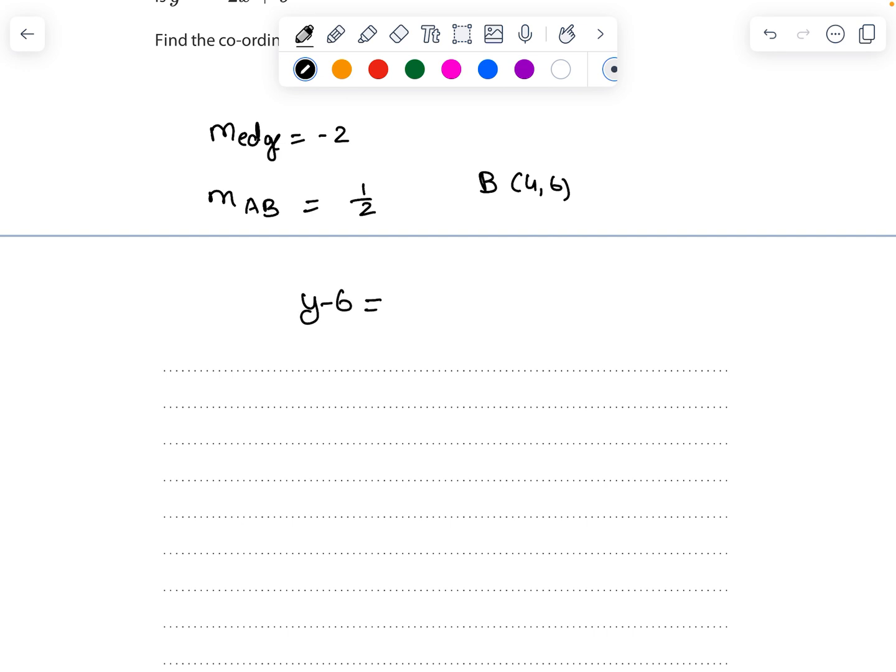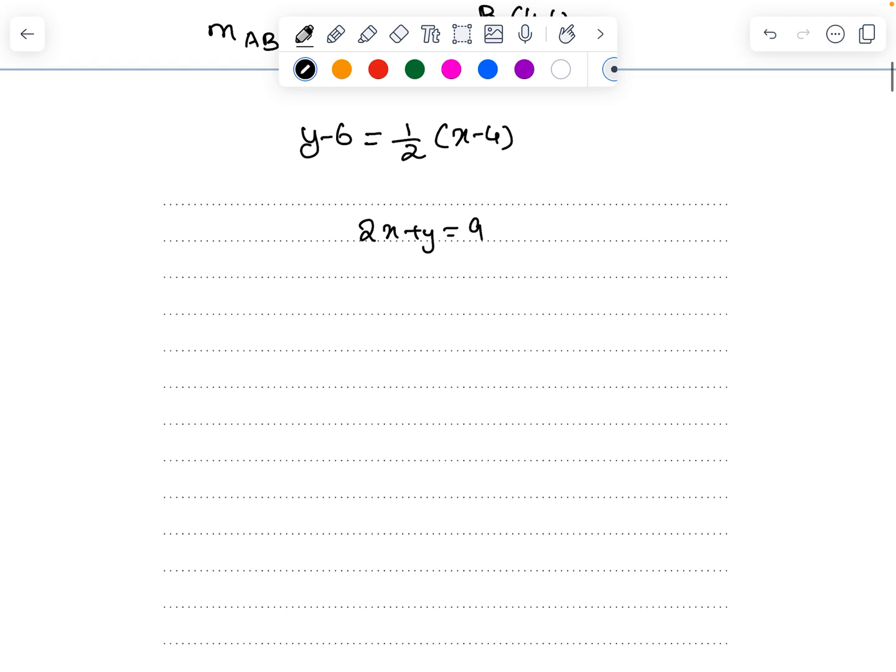So what will be the equation? y minus y1 equals m times (x minus x1). So this becomes the equation x minus 2y equals negative 8. This is the equation of AB. Now I take those two equations, this equation and 2x plus y equals 9. I do simultaneous equations for this one, and I use the graphing calculator to get the coordinates of the point of intersection, which is going to be (2, 5).